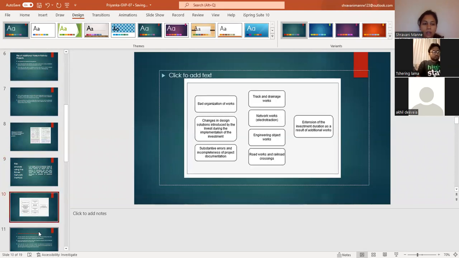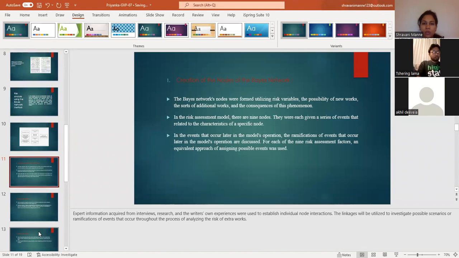So the three factors are, creation of the nodes. One of the factors is creation of the nodes for the Bayes network. The Bayes network nodes were formed utilizing risk variables and additional works. So in the risk assessment model, there are 9 nodes. They were each given a series of events that relate to the characteristics of a specific node. So these expert informations were acquired from interviews, research, and from writers' own experiences.